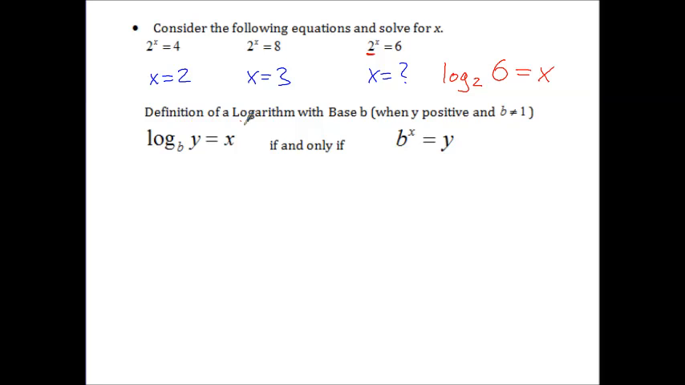The definition of a logarithm with base b, where y has to be a positive number and b cannot be equal to 1, is: the log with base b of y is equal to x if and only if b to the power of x is equal to y. These are two different but related ways to relate the x to the y. The one on the left is called the logarithmic form, and the one on the right is called the exponential form.